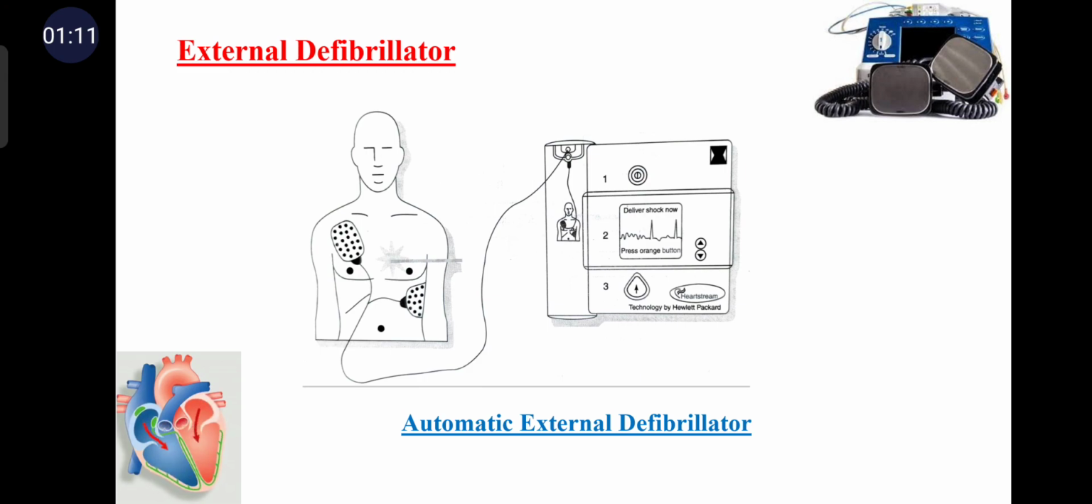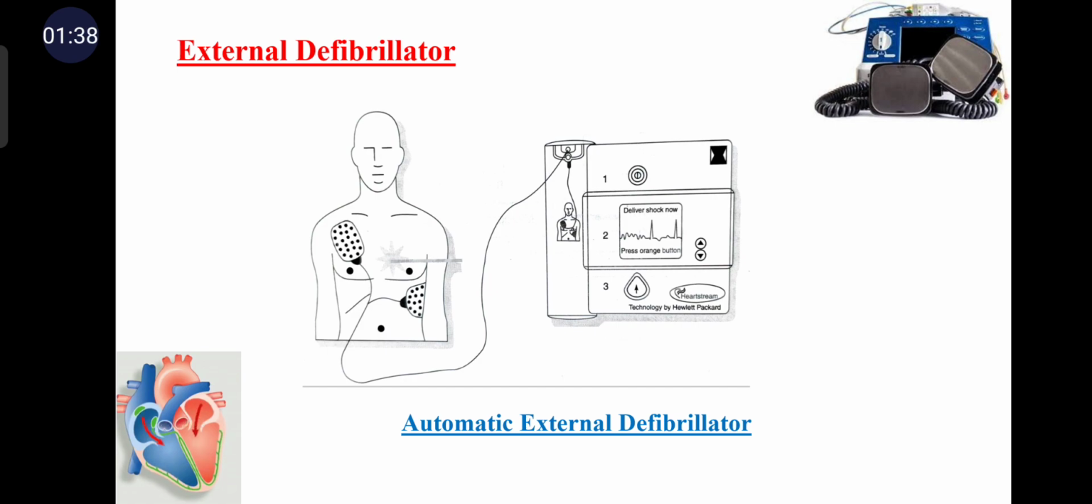This one is a public access defibrillator, which can be placed at places like airports, train stations and other areas, using which a lay person can provide defibrillator therapy to the affected individual. It can analyze the electrical activity of the heart and deliver the impulses only if the arrhythmia, that is, an abnormality, has occurred.